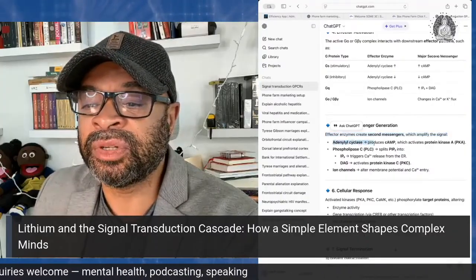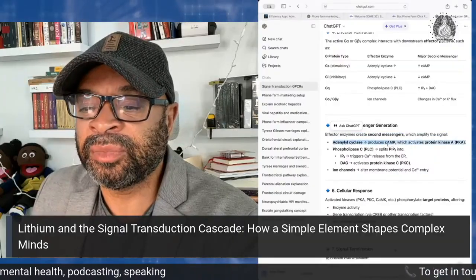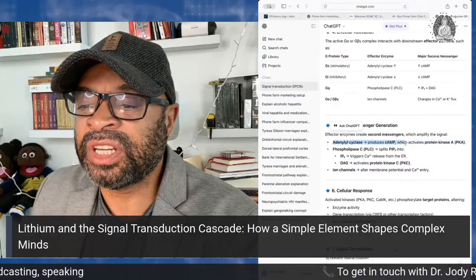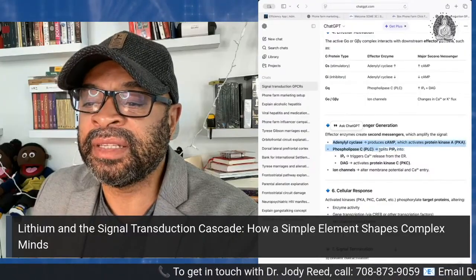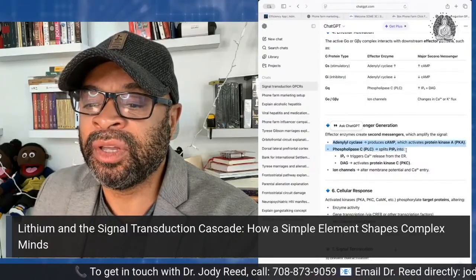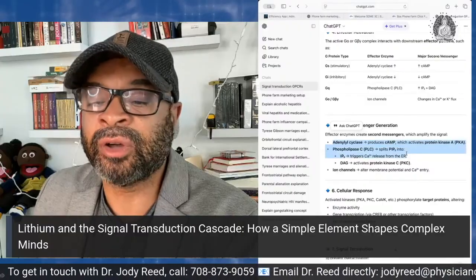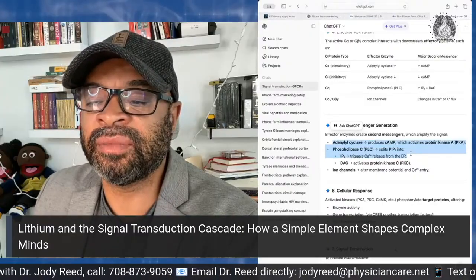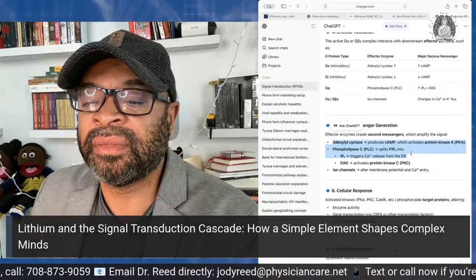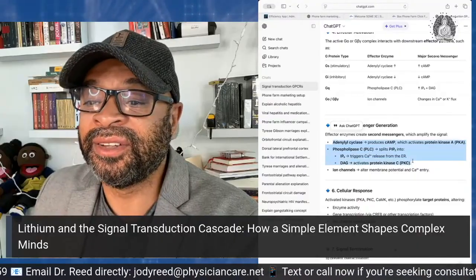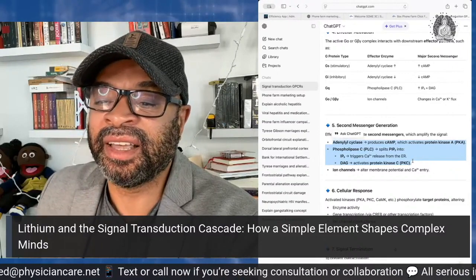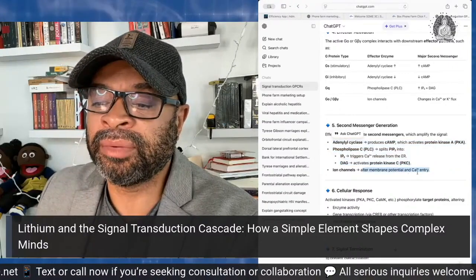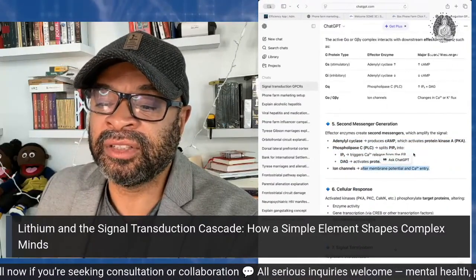Adenylate cyclase produces cAMP, which activates protein kinase A. Phospholipase C splits PIP2 into IP3, inositol triphosphate, which triggers calcium release from the endoplasmic reticulum, and DAG. DAG activates protein kinase C, and then ion channels alter membrane potential and allow calcium entry.